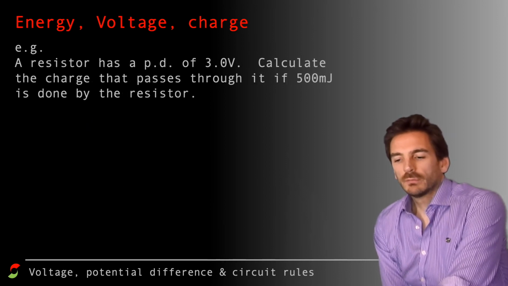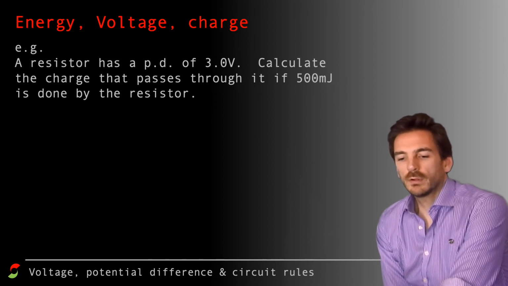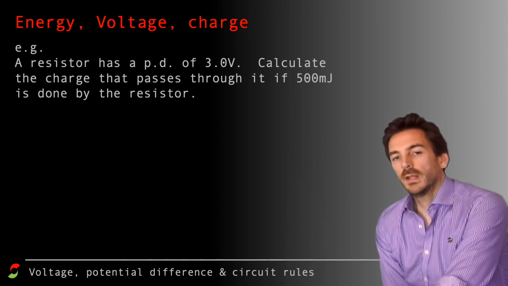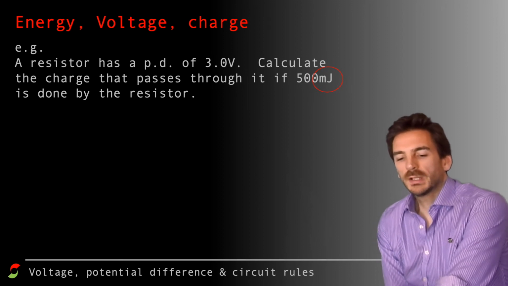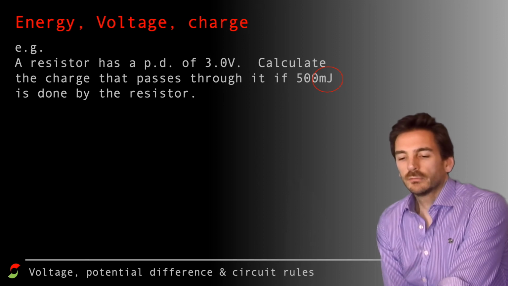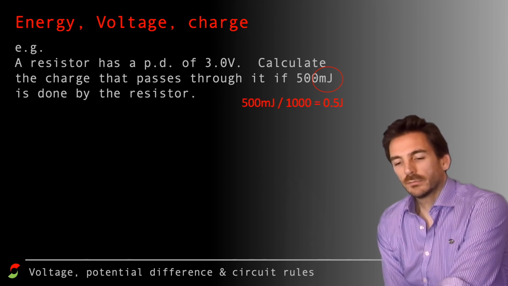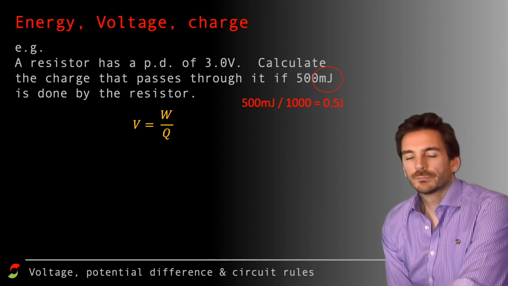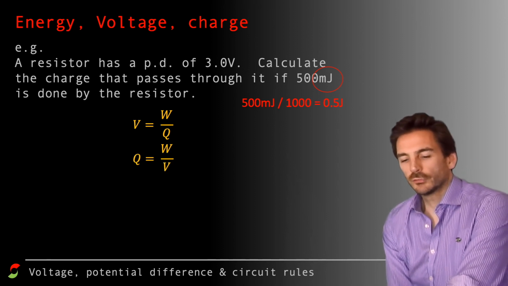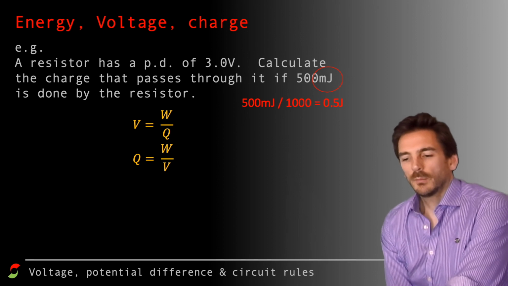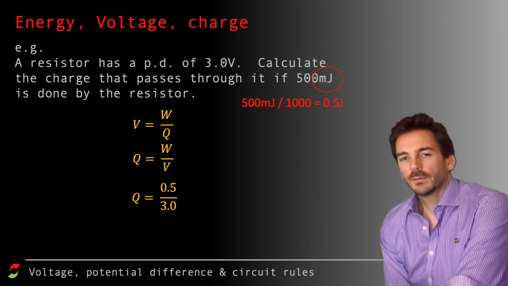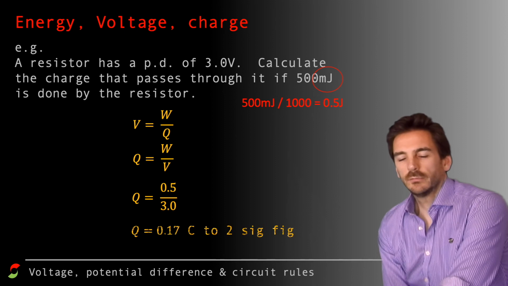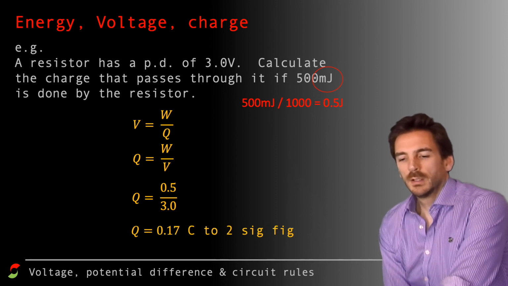So let's have a look at something else. We've got a resistor with a PD of 3 volts. I'm going to calculate the charge that passes through it if 500 millijoules of work is done. Remember, we need to convert the millijoules though. So we do that by dividing by 1000. We've got our equation, V equals W over Q. Rearrange that for Q equals W over V. And we have 0.5 over 3. And we can convert that into our answer there.